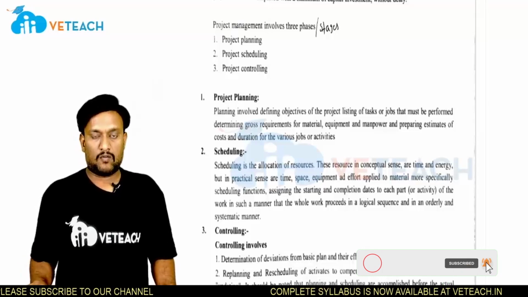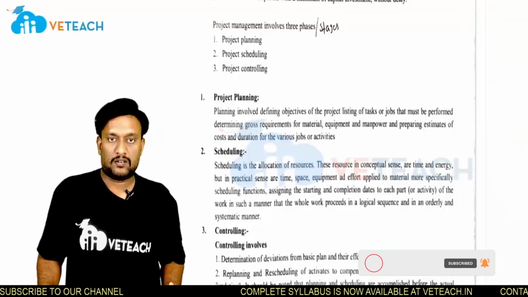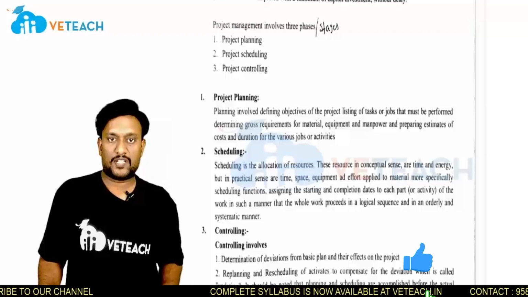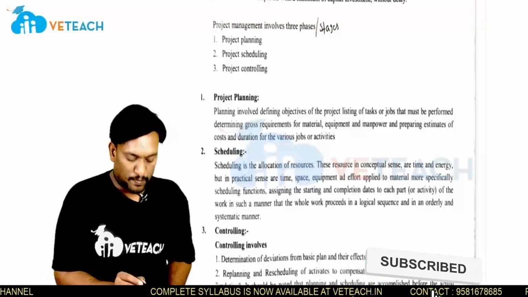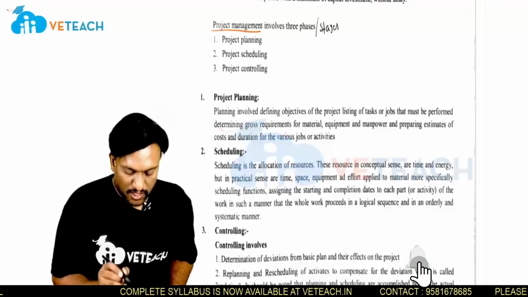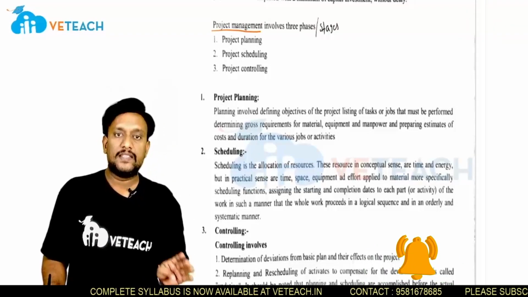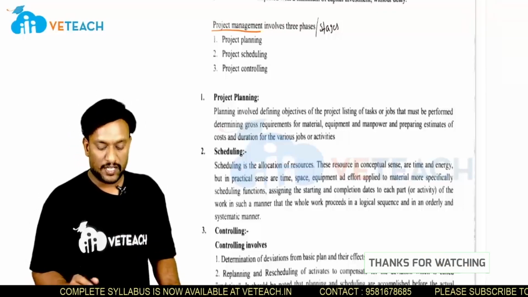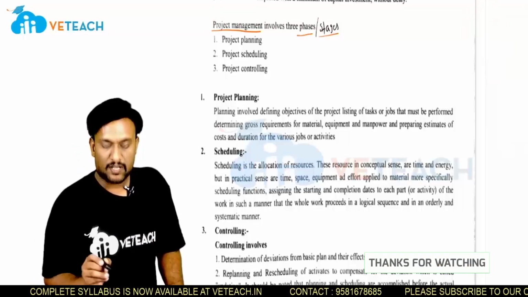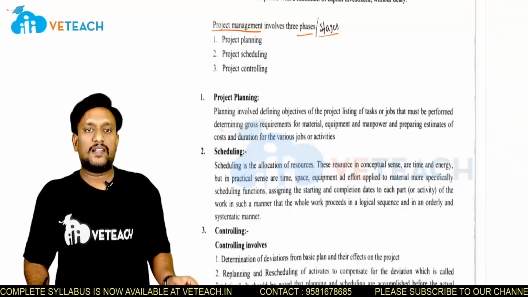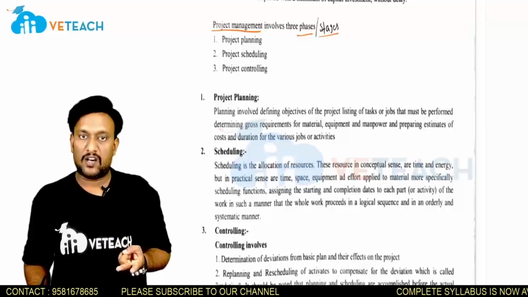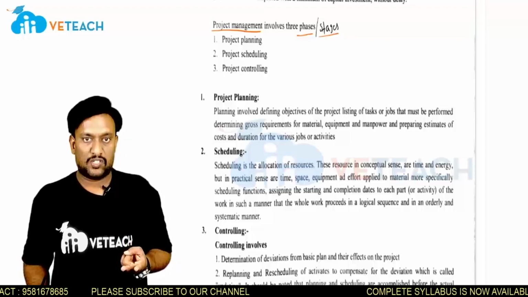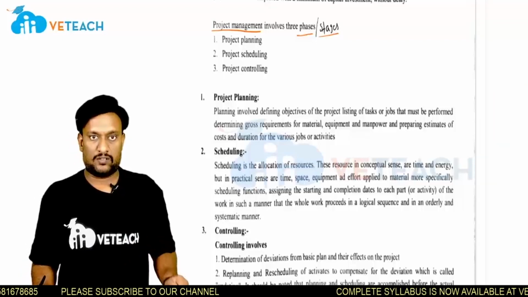Now what are the objectives or stages of project planning, scheduling, and controlling? We will see. Project management involves mainly three phases or stages: the planning stage, the scheduling or execution stage, and the controlling stage.